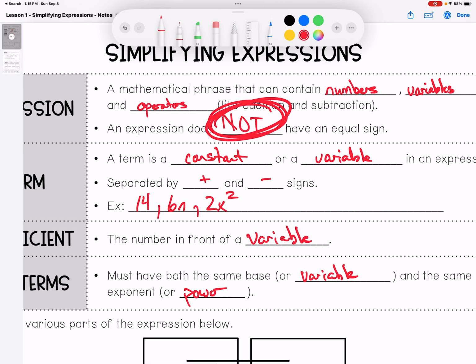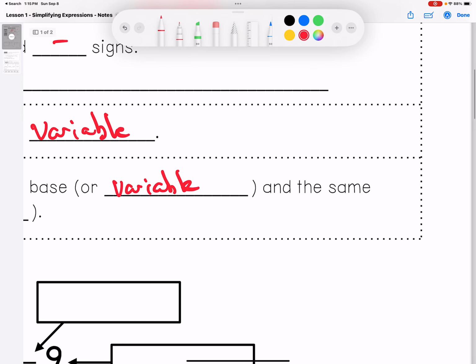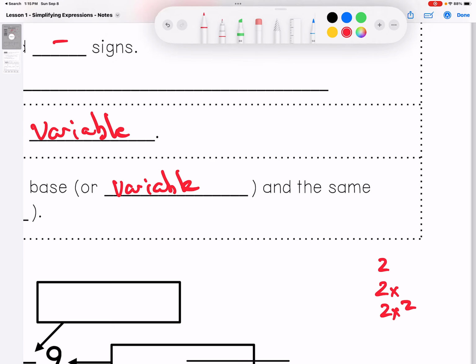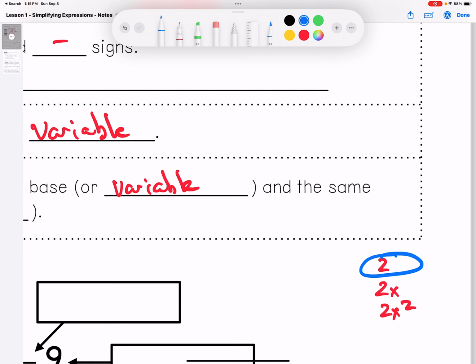So for example, 2, 2x, and 2x squared, they are all different. None of those are like terms. Why? Because the first one is a plain old number. There is no variable with it. The second one has a variable, but the variable is x. The third one has a variable, but it's x to the square, which is not the same as just the plain old x. Okay? So all three of those are different.